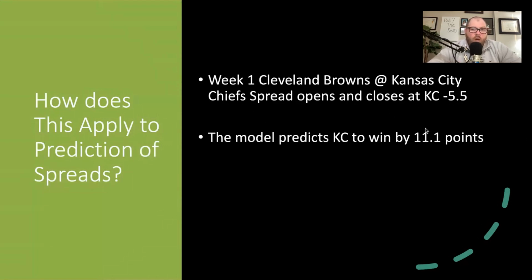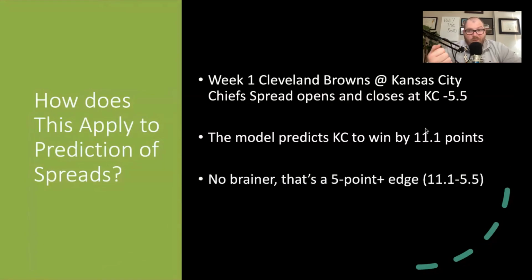So let's say you have a model and it predicts that Kansas City is going to win by 11.1 points. So that's great, right? We have a model. It's telling us, hey, Kansas City is good, and we think they're going to win by 11.1 points. So you go, oh man, my model says Kansas City is going to win by 11.1. Vegas only has it at 5.5. I have a 5-point edge. So I've got to take Kansas City, right? That's what the model's telling me. Kansas City won by 4.